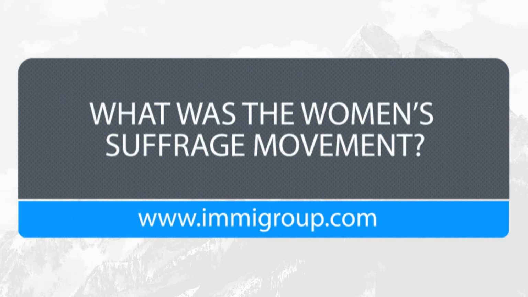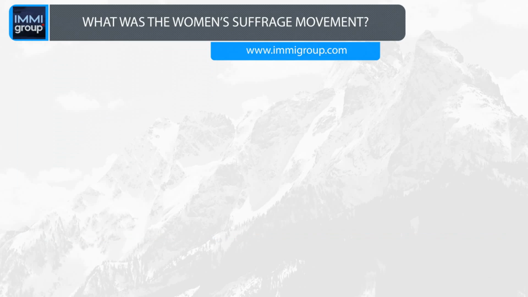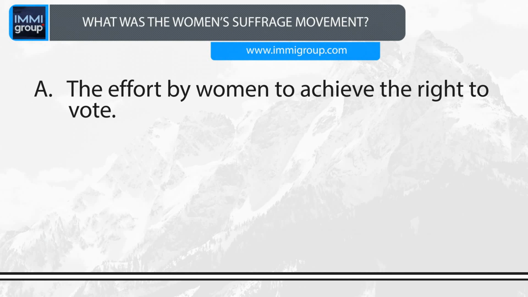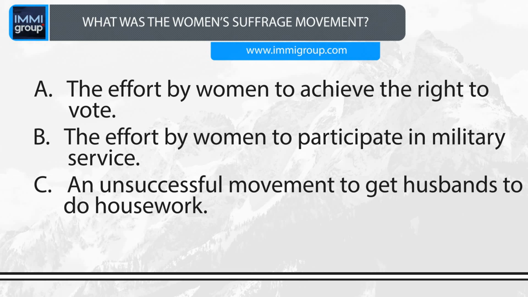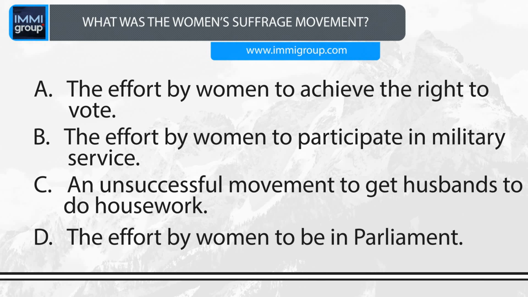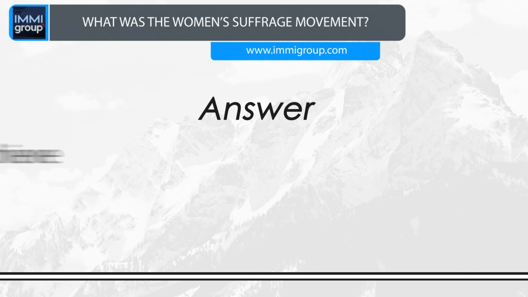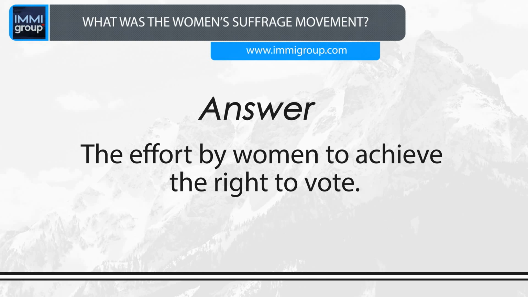What was the women's suffrage movement? A. The effort by women to achieve the right to vote. B. The effort by women to participate in military service. C. An unsuccessful movement to get husbands to do housework. D. The effort by women to be in Parliament. Answer: the effort by women to achieve the right to vote.